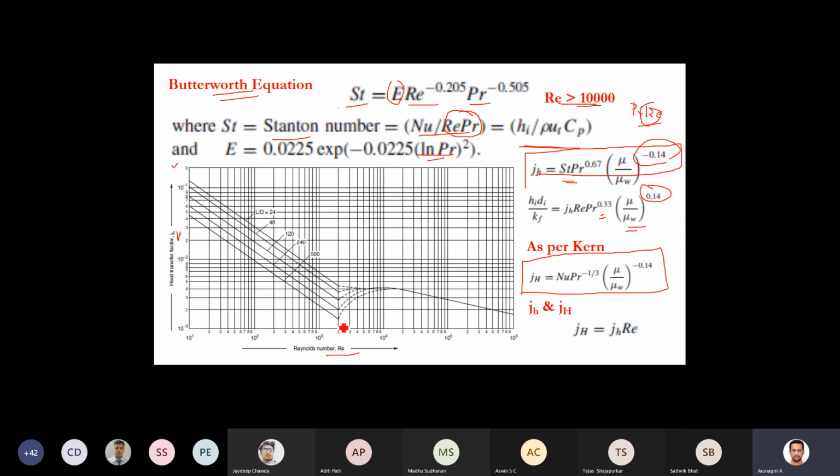So here, up to 2000 is laminar flow, and it is a function of different L by D. Okay, as per Coulson you can use this JH, this is capital H, this is small h. Okay, so that is Nusselt number, Prandtl number power minus 1 by 3, mu by mu W power minus 0.14. Now you can relate the current JH with this jh. So jh is equal to JH of Reynolds number.